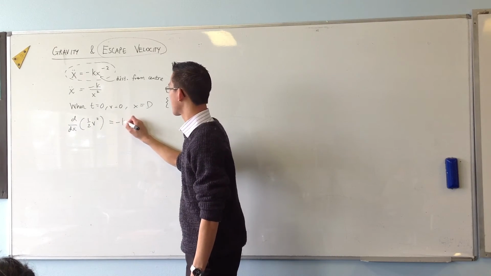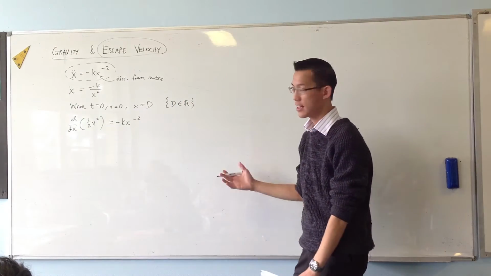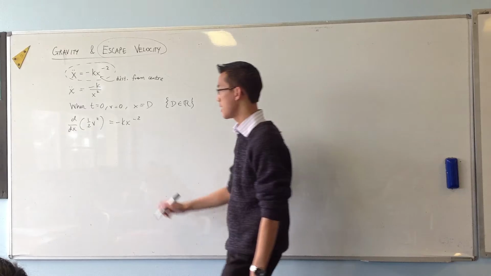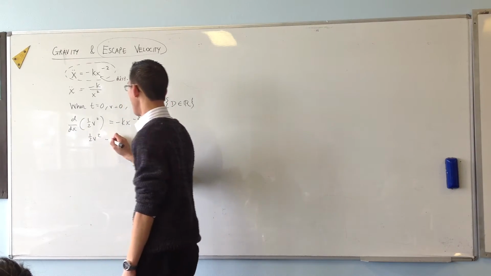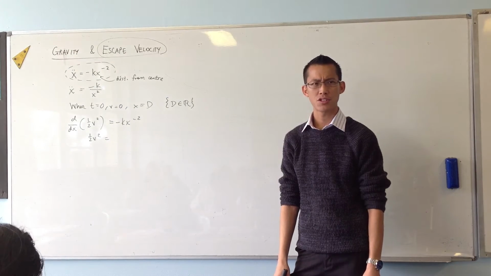Now that's minus k x to the minus 2. So left-hand side's in terms of x, right-hand side's in terms of x. That's great. Let's integrate. So you get your half v squared. What do I get on the right-hand side when I integrate? Minus 2.